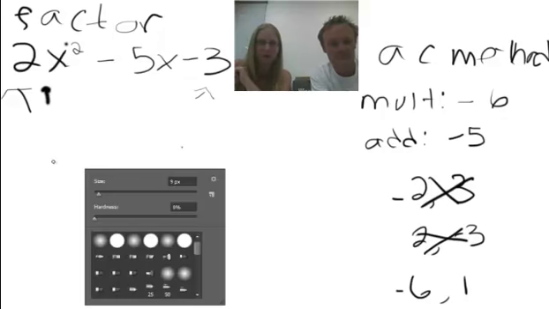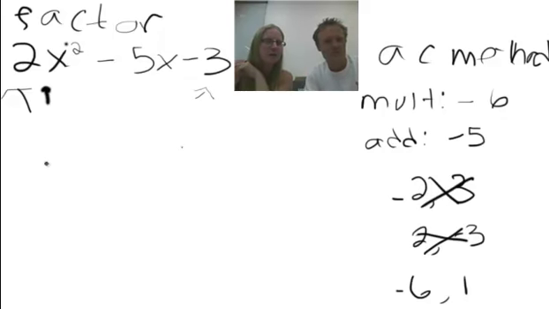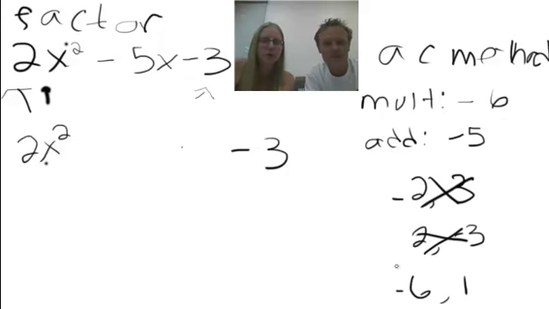So when you're doing the AC method, you're going to start doing the factor by grouping. Alright, so we're going to rewrite: the first term stays the same always, 2x squared. The last term stays the same always. What you're going to do with the two numbers that you discovered over here is put those numbers in the middle. So you're going to put the negative 6x and then the positive 1x.